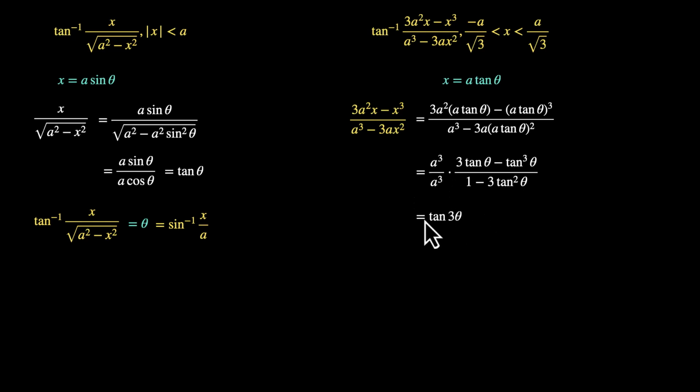Now we can take tan inverse. This becomes 3 theta. And what's 3 theta? Tan theta is x by a. So theta is tan inverse x by a. So this becomes 3 times tan inverse x by a.